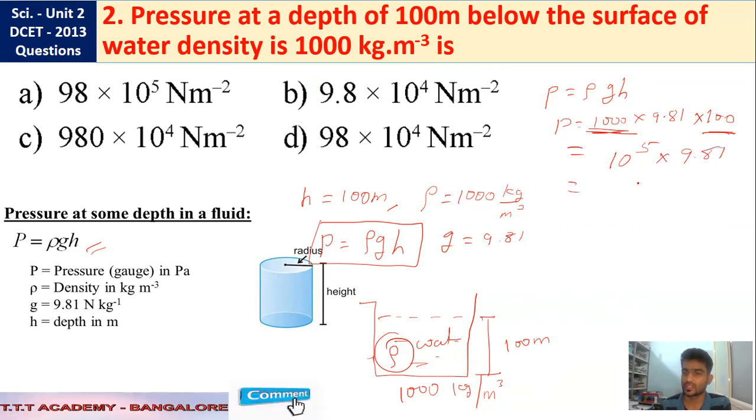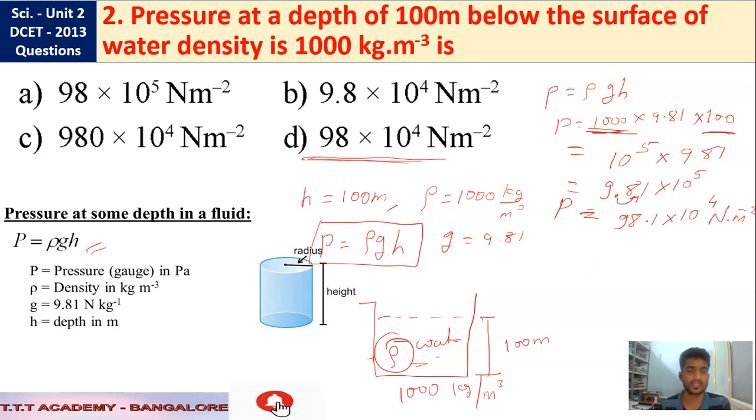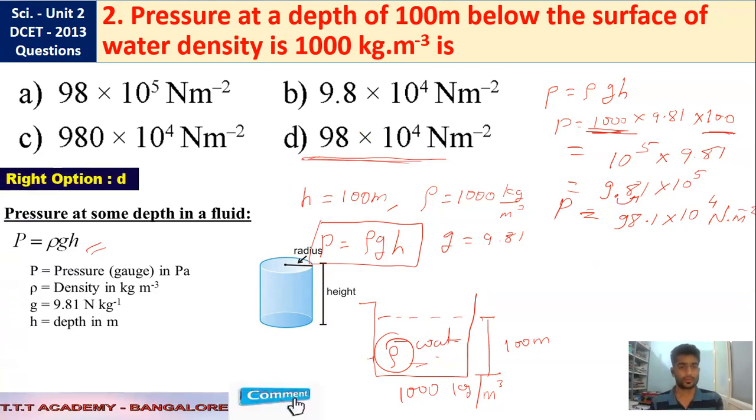Now we can observe here, dear students, that if you shift this decimal point, 9.81 into 10 to the power of 5 becomes 98.1 into 10 to the power of 4. Just look here. This is the pressure P. So therefore, P equal to 98.1 into 10 to the power of 4 Newton meter to the power of -2. That means in the question, you can observe that option D is the right one. So the right option is D for this second question.